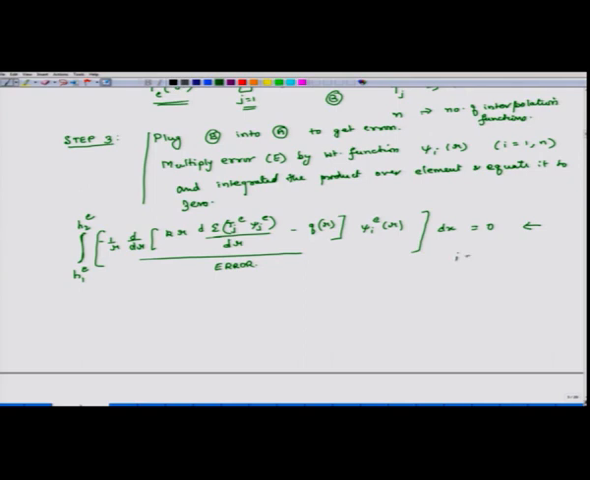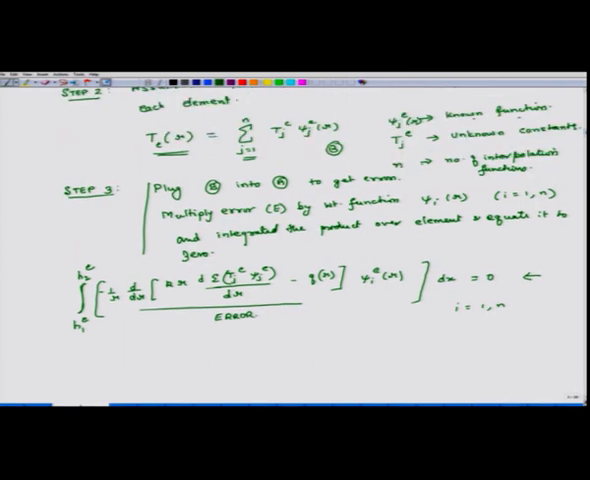Now, we said that I is equal to 1 to n, and n is the number of interpolation functions. How many unknowns do we have in this function? All the psi's are known or unknown? They are known. Tj's are unknown. How many Tj's are there? n. So, the total number of unknowns is n, because the Tj's are n in number.